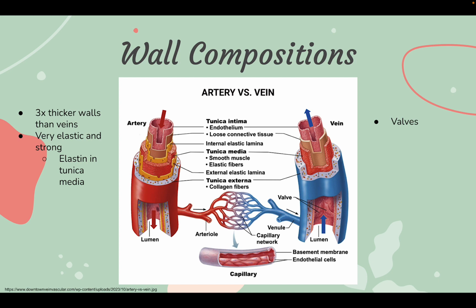And arteries are going to be very elastic and very strong, so they have a very distinct tunica media layer as opposed to the veins, right? You see how thick it is, and it has lots of elastin to keep those walls elastic, so they can respond to the pressure of the blood being pumped through them. And for capillaries, there's a basement membrane as a sheath around endothelial cells. So that's kind of the basics of wall compositions.